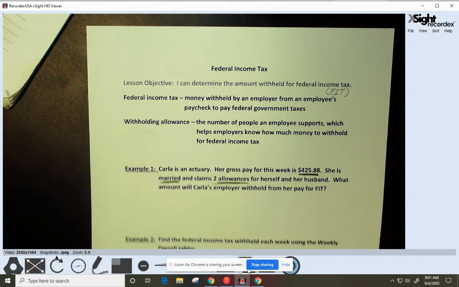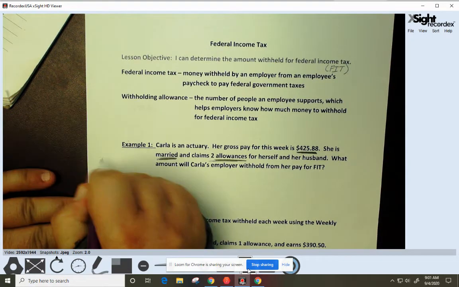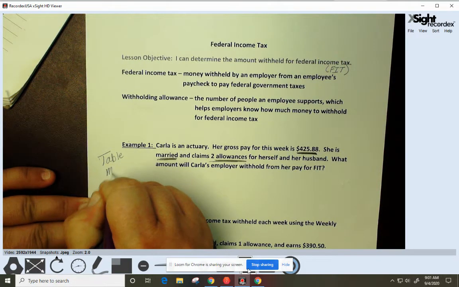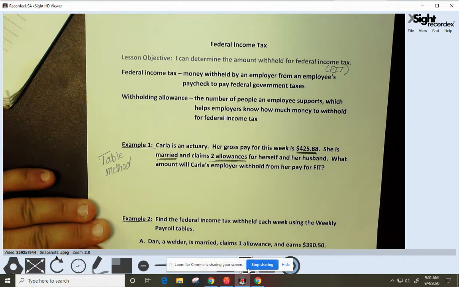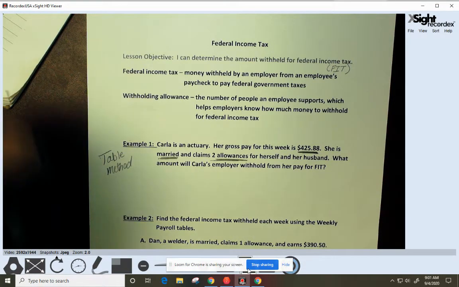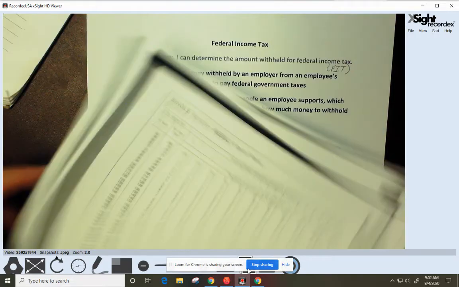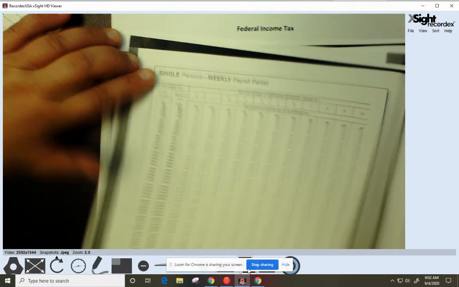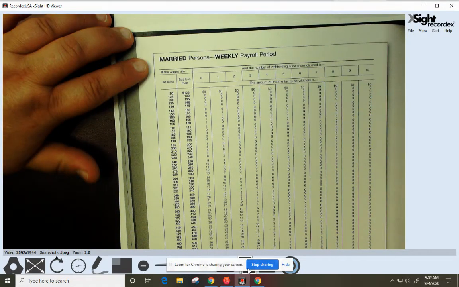So let's take example 1. This is a table method. Carla's an actuary. She gets $425.88 for the week. She's married and claims 2 allowances for herself and her husband. And we want to know how much Carla's employer is going to withhold for her federal income tax. When I look at that, we have basically 2 tables. We have a set of tables for singles, and then we also have a set of tables for married people.